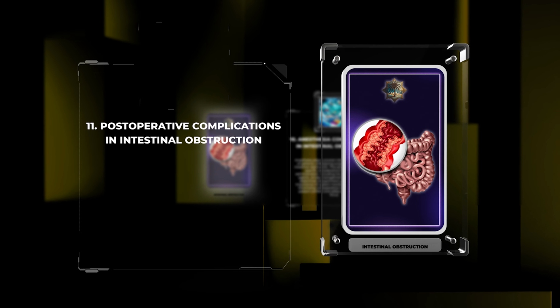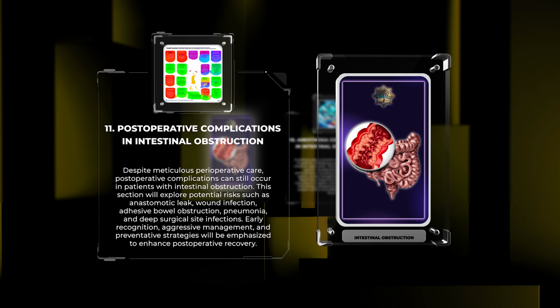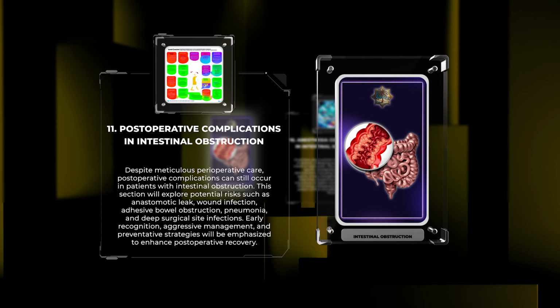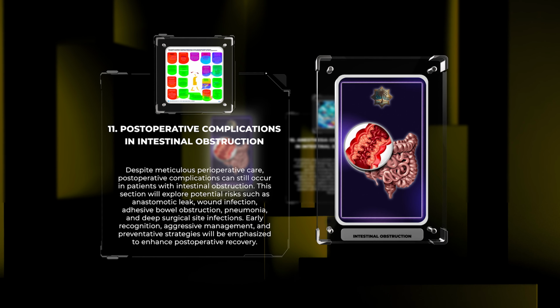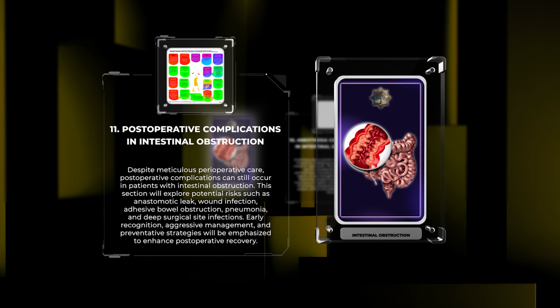Despite meticulous perioperative care, postoperative complications can still occur in patients with intestinal obstruction. This section will explore potential risks such as anastomotic leak, wound infection, adhesive bowel obstruction, pneumonia, and deep surgical site infections. Early recognition, aggressive management, and preventative strategies will be emphasized to enhance postoperative recovery.